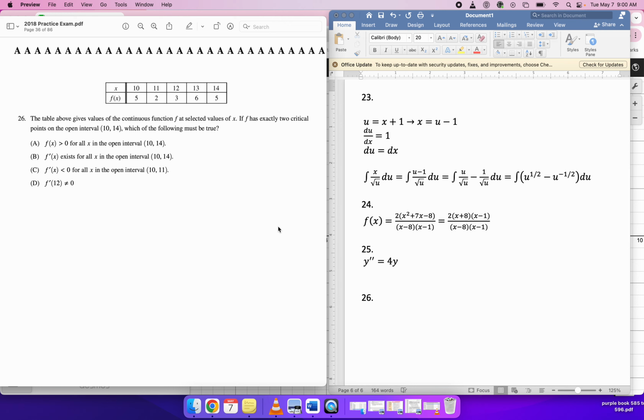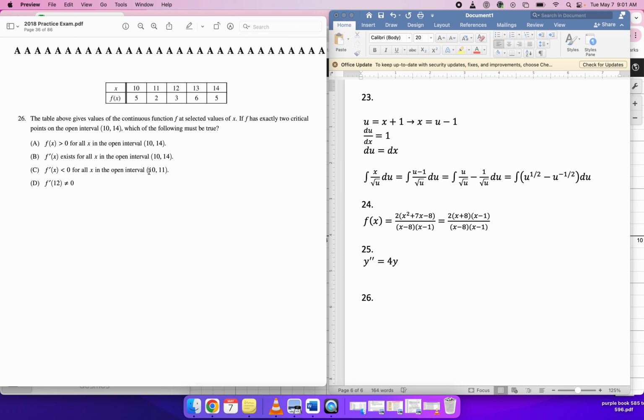Which of the following must be true? A. f is positive for all x in the open interval 10 to 14. I don't see why that would be true. It could be true, but I see no reason why, in between the given values of f, the function couldn't dip down to negative values in between. You don't know what's going on between 10 and 11. The function might dip down to be negative. So I don't think it's A.